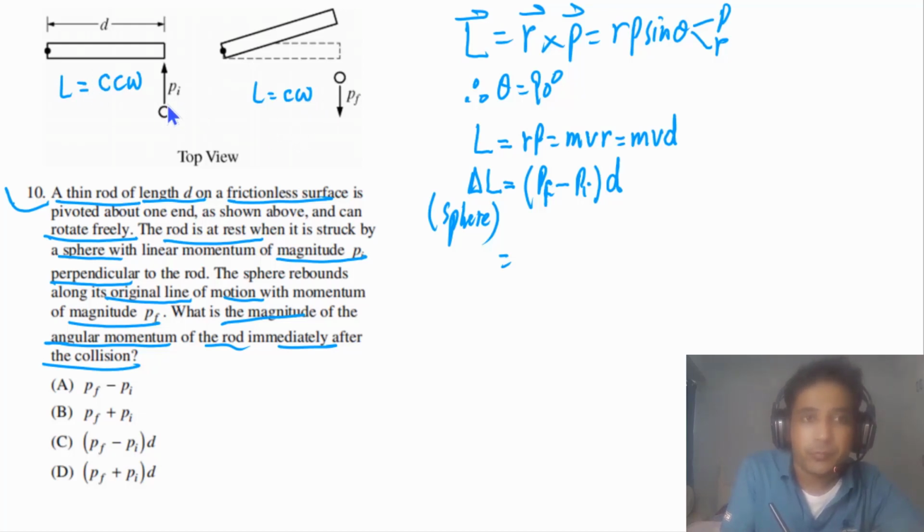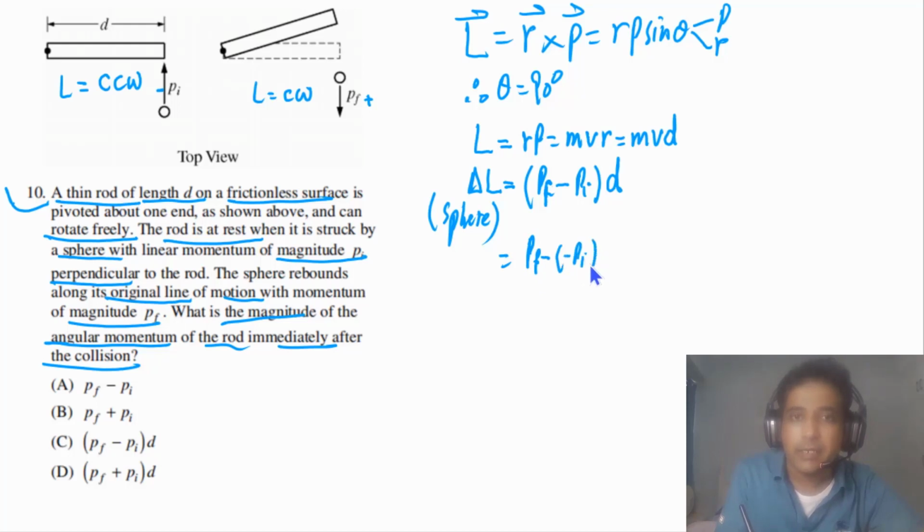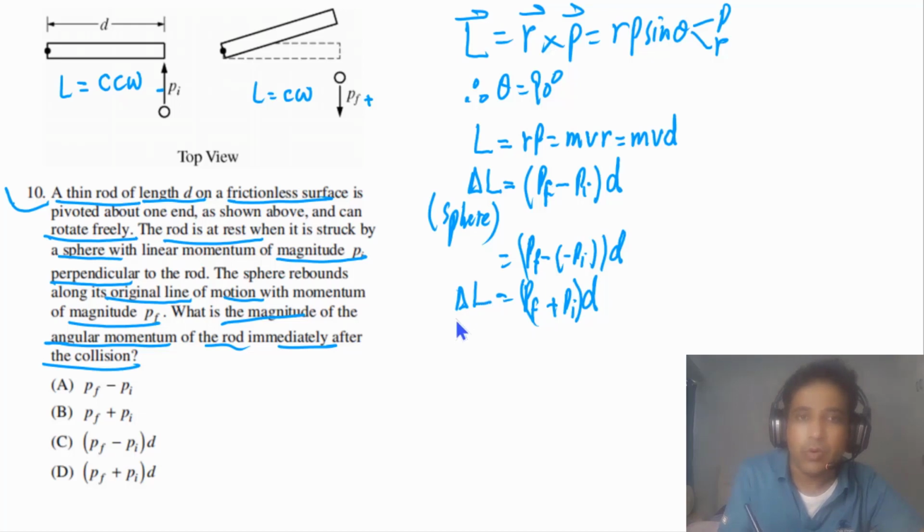So in this case, we will take clockwise positive, or we will take linear momentum downward as positive, and this one we will take negative. So this one will be negative and this one will be positive. So now we can write down here: this is pf minus (minus pi), so plus pi, multiplied by d. So simply the change in magnitude of angular momentum is equal to (pf plus pi) times d. So this is the change in angular momentum of the sphere.